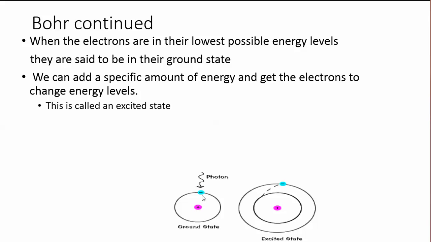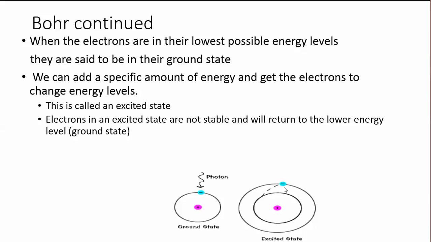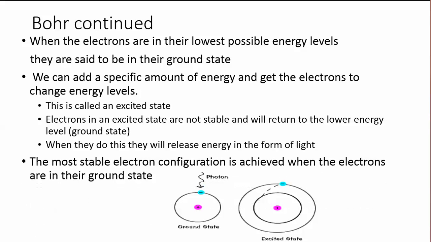Okay, so here it's in its ground state, that's the lowest possible. We add energy, we get it excited, we get it up to the next energy level. It's now in an excited state. They're not stable here. They won't sit in that higher energy level forever. At some point they're going to want to return to the lower energy level where it's more stable, and when they do this, they release energy. That energy that came in, some of that energy is released back out in the form of light. And remember, in our discussions from last semester, light is just a form of energy.